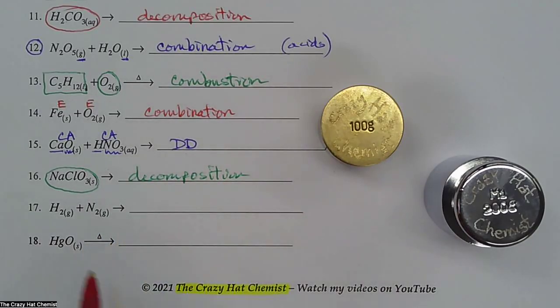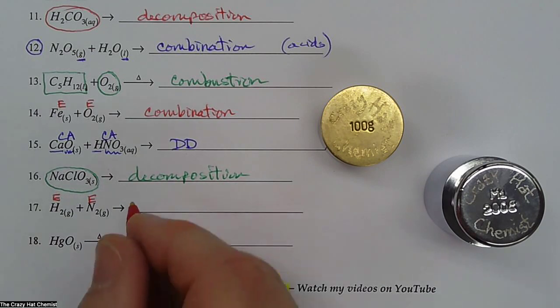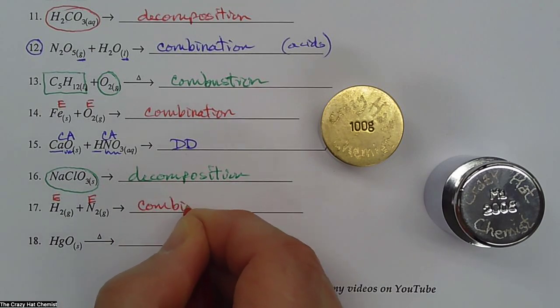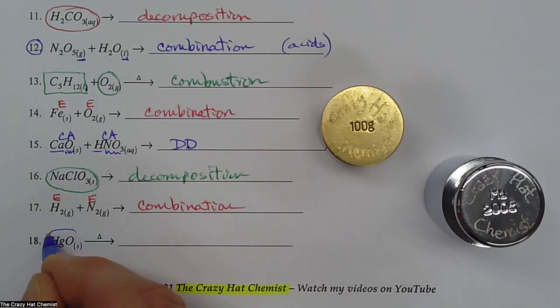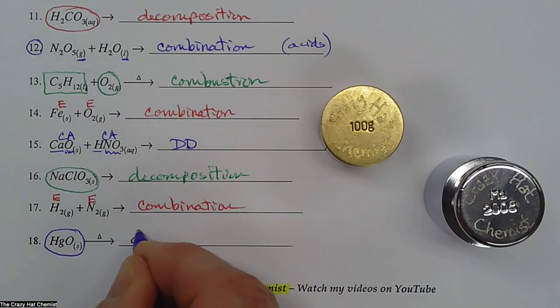All right, the next one, number 17, I have hydrogen gas and nitrogen gas. These are both elements. Doesn't matter that they're diatomics, but they're both elements. And that means that this is going to be a combination. And you can see the similarity with this one and number 14 right above. All right. And then our final reaction, which will be, again, our easiest types of reactions to identify. When there is only one reactant, that means no plus sign in between them, like here on number 17, only one reactant. That is going to be a decomposition.